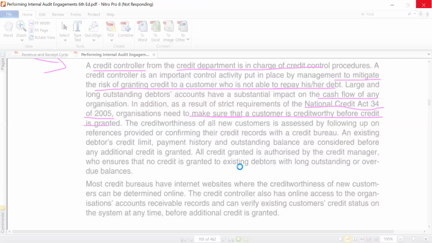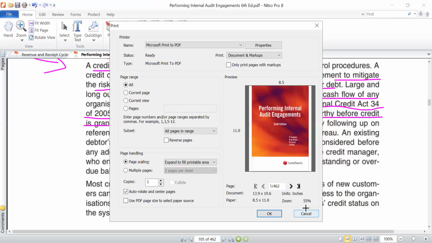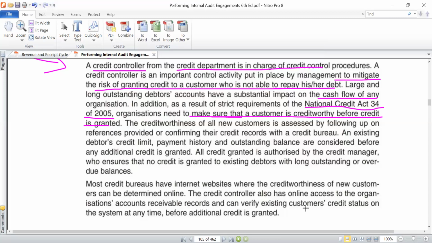Now, creditworthiness is not limited to new customers only, but it's also performed on the current customers as well. Now, let me explain how this happens. With a new customer, essentially, you just want to look into whether they've got the ability to pay the company for the goods sold to them on credit. And that's where we go through the credit bureau just to see the credit history of that particular prospective customer.